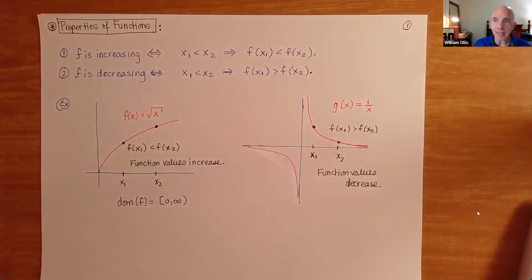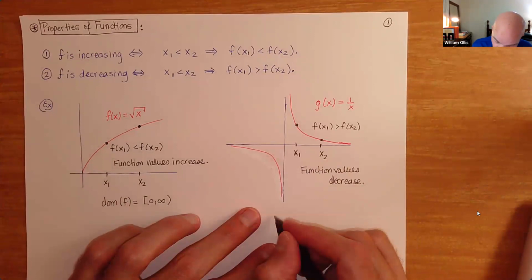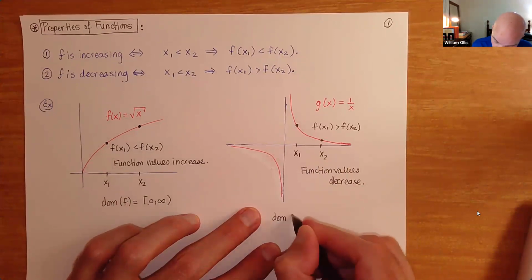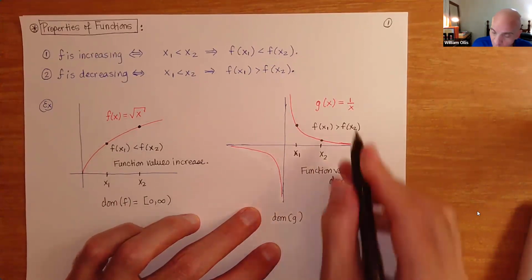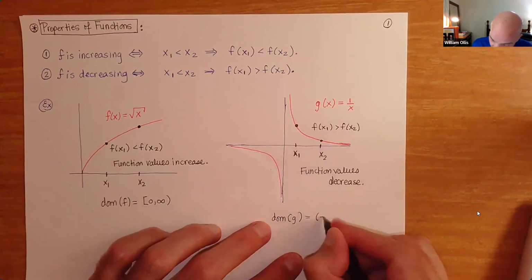And what's interesting is that when we do get to calculus, we will be able to provide a mechanism for determining whether or not a function increases or decreases. So that's something we have to look forward to. Now, let's look at another function, g of x, domain of g. Well, we don't want to divide by 0, 1 over x, so we just have to omit 0.